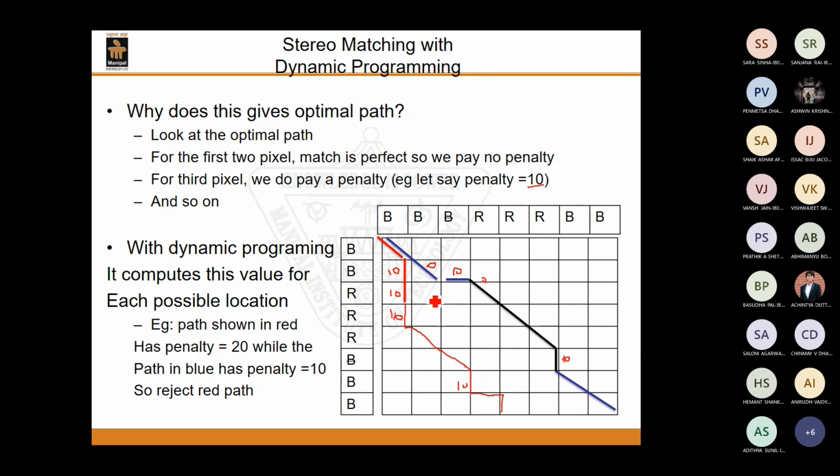So only the optimal path would give us the least penalty which is possible. Whereas if there are other multiple paths which have been calculated by the dynamic programming, you'll find that the penalty would be more. So by looking at the path which gives us the least penalty, that would give us the optimal path. And that is how dynamic programming can be used in order to remove the occluded pixels while trying to find out the correspondence between different pixel point pairs.